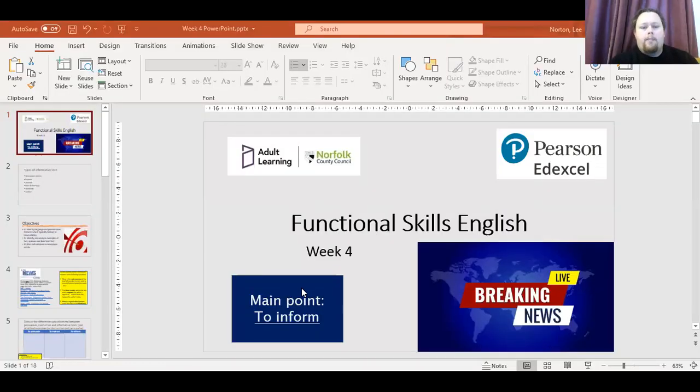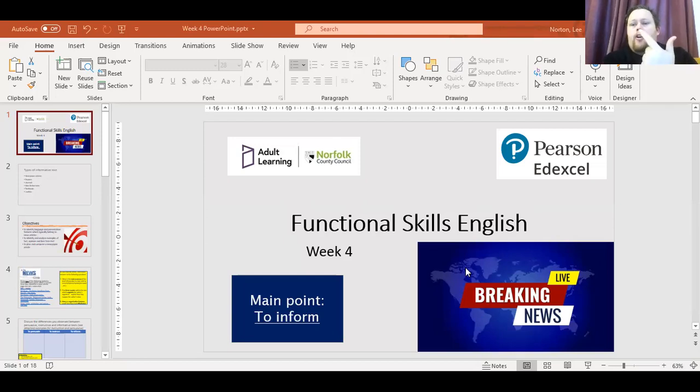So a little bit about what we're going to talk about today. We're going to be looking at informative texts, in particular news articles. Now, we've looked at two different types of texts already. We looked at descriptive, which I'm hoping you'll remember is stories, biographies, and generally any non-fiction text written in a fiction style, so like travel writing, for example.